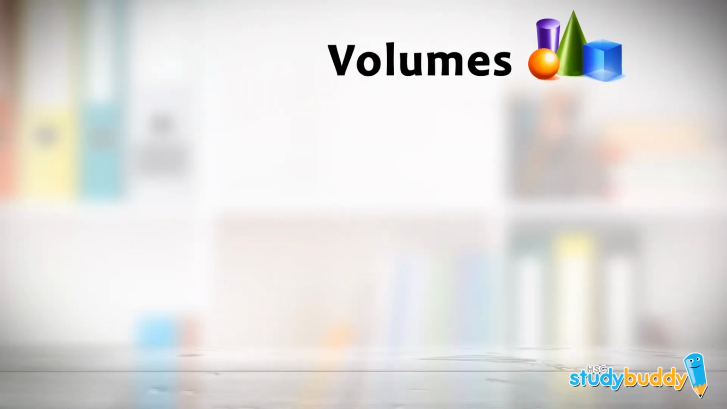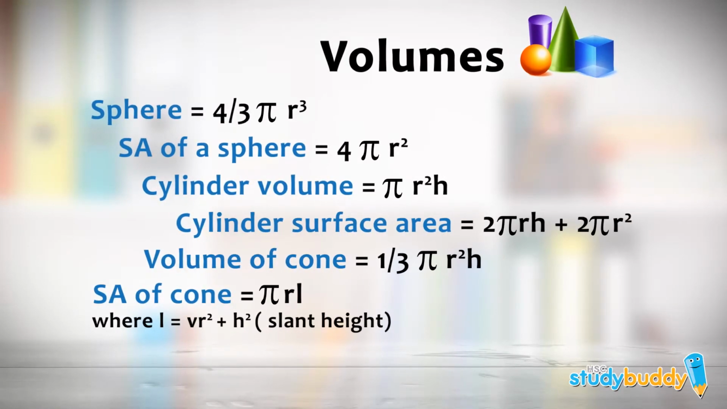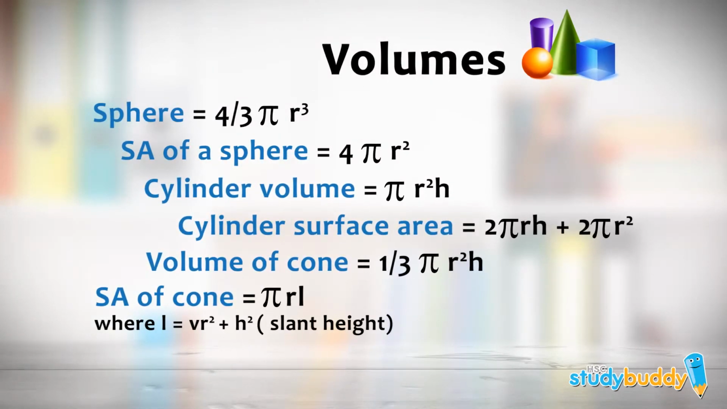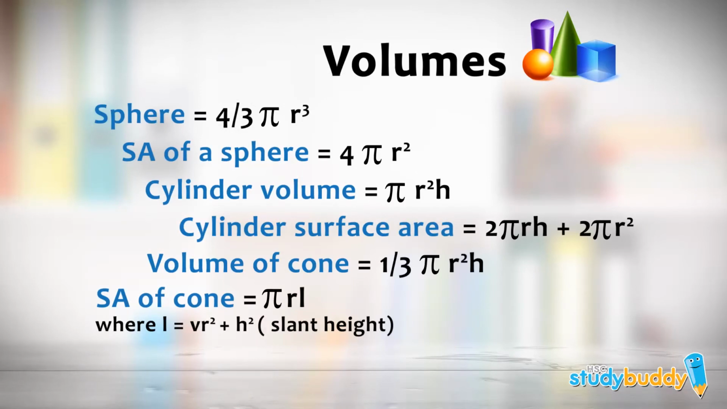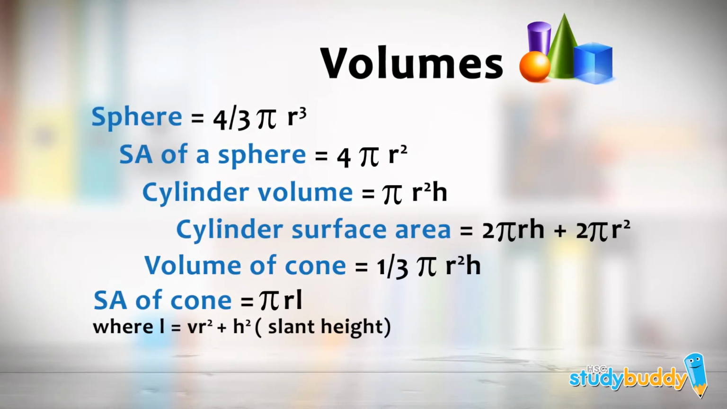Some quick volumes to know. These are presented here for the sphere, and we've also got the surface area. Then for the cylinder, now be careful with the surface area of the cylinder. If your cylinder has no lid or base, then we won't include the 2 pi r squared.